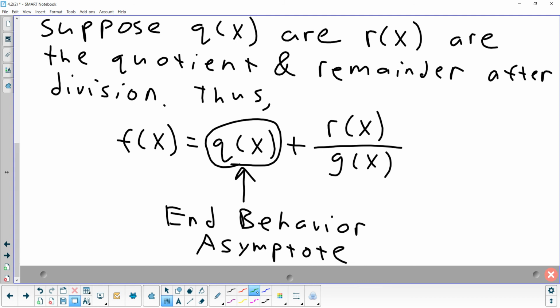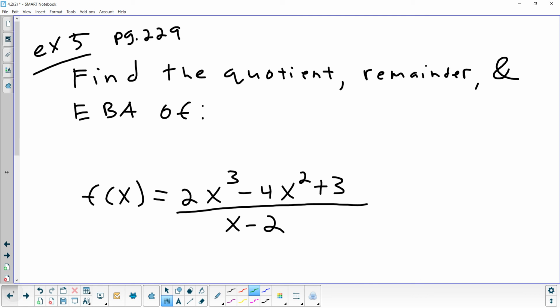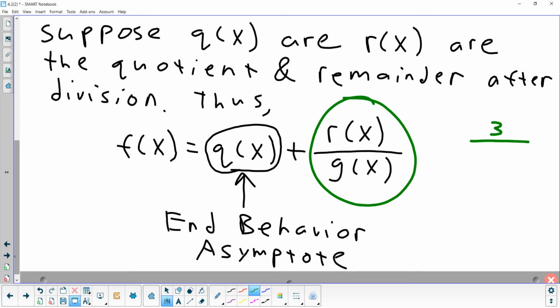This part becomes unimportant when you're looking at the EBA. Because think about when you divide, like let's say you had a remainder of 3, and let's say you were originally dividing by x minus 2. So let's say you had a quotient plus your remainder, 3 over x minus 2. What happens to this fraction as x approaches infinity? Nick? It approaches 0.